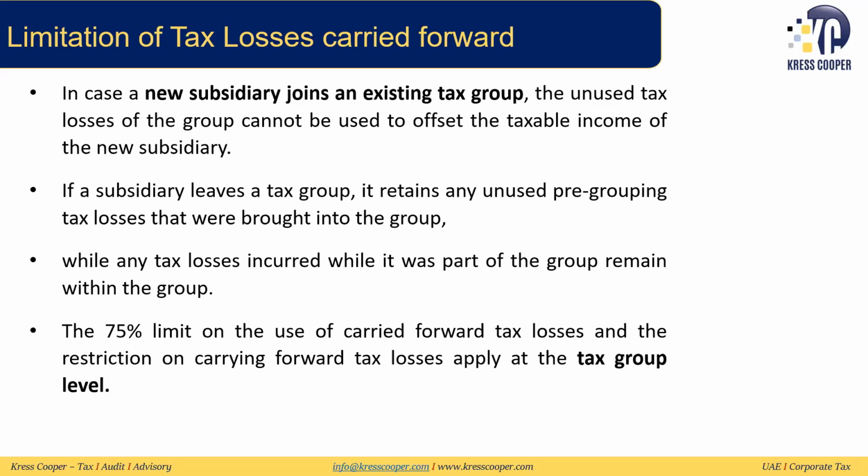But the same will apply for a group. For example, there is already an existing tax group, it already has tax losses, and now a new subsidiary is joining in. Those existing tax losses cannot be set off against the income of the new subsidiary, only against the income of the other members who already exist in the tax group. And if a subsidiary is leaving the tax group, it can take away any pre-grouping losses, but any losses which were incurred while it was part of the tax group remain with the group.